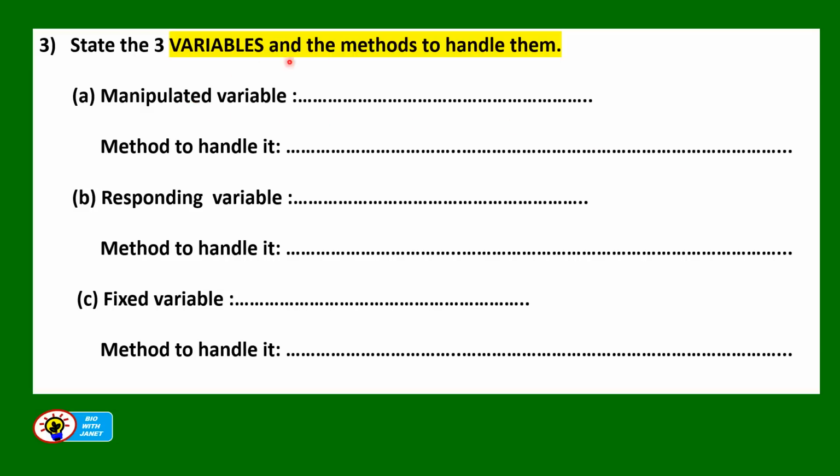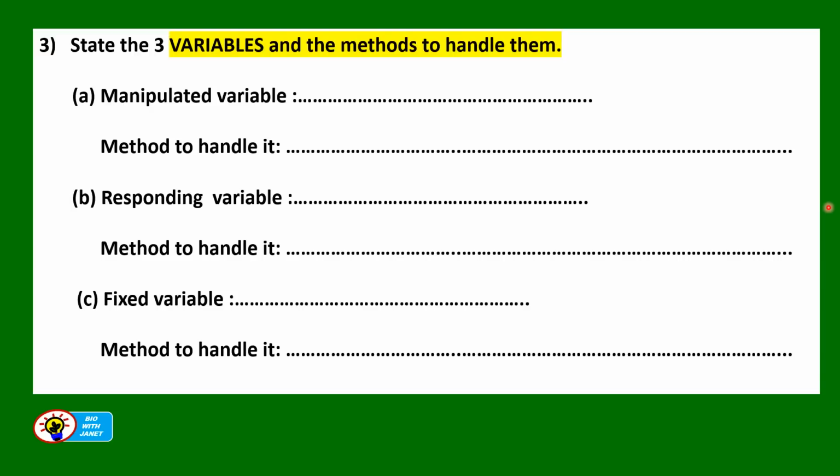Now state the 3 variables and the methods to handle them. Okay, so manipulated variable, method to handle it, and so forth. Now you can fill up this table first, and then we are going to discuss the answer. Normally they will not ask all the variables, right? They will choose 1 or 2, and then method to handle them.